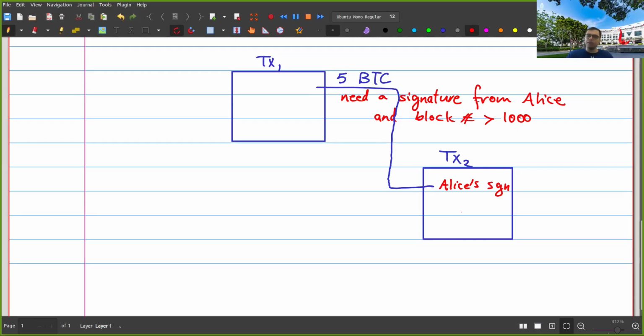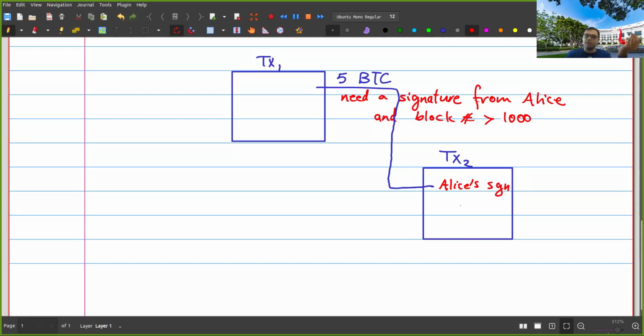Now, what do I mean by it's not going to work? I mean that if the miner creates such a block and then propagates it in the network, every node on the network is going to validate the block. They're going to verify that all the transactions in the block are valid. But then when they see that this input is using this output, which could only be used after block number 1,000, and the current block number is less than 1,000, they would reject the whole block.